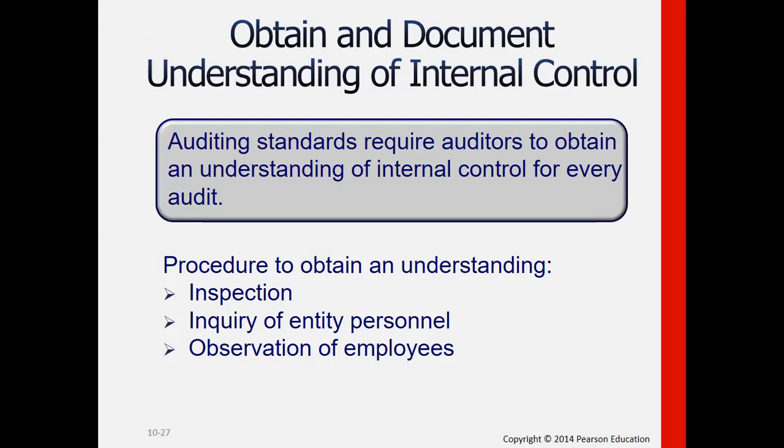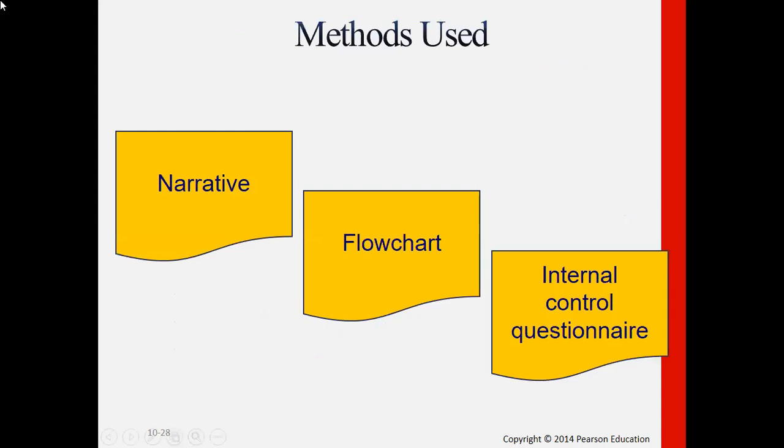In obtaining and documenting understanding of IC, auditing standards would require auditors to obtain. So this is really a requirement to have that understanding of IC for every audit. The procedures below are the ways in which we can obtain an understanding. So we do inspection. We look into the controls that are in place, whether physical or logical. Logical stands for intangible. Or we can also inquire of entity personnel involved in those ICs, or observe how employees perform such procedures.